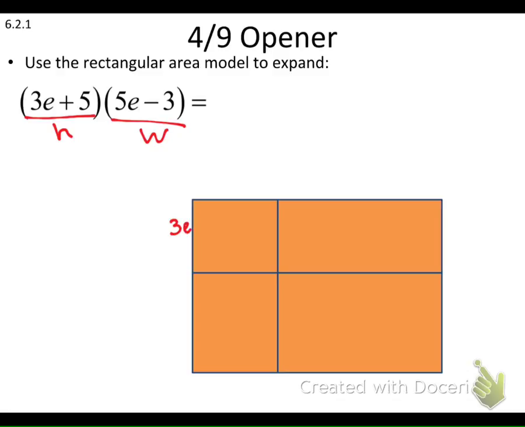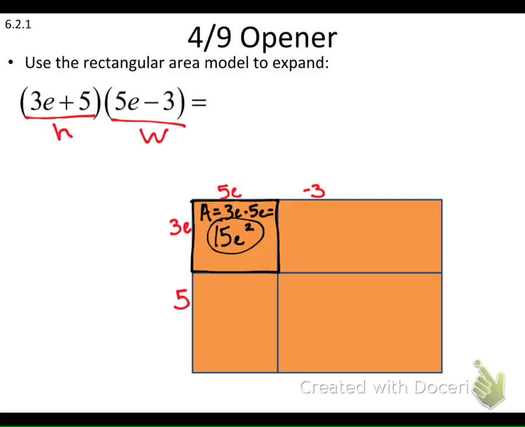So I have 3e here, 5, 5e, and negative 3. All right, let's start finding our areas. For my first rectangle, A equals, what is the width or the height of this one, Eleanor? Very good. Times 5e equals, what's our area? Good. 15e squared. Excellent.